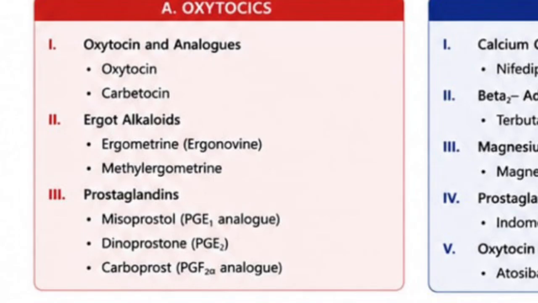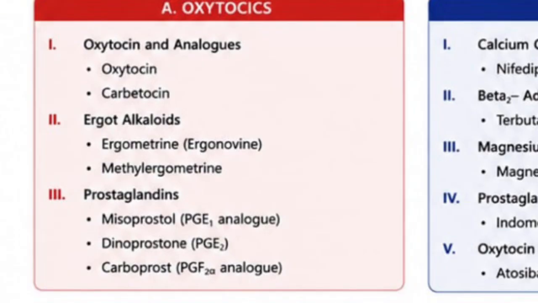The oxytocic medication can be divided into what? One, you have the oxytocin analogs. You have the ergot alkaloids, and you have the prostaglandin analogs. So oxytocin analogs, ergot alkaloids, and prostaglandin analogs.